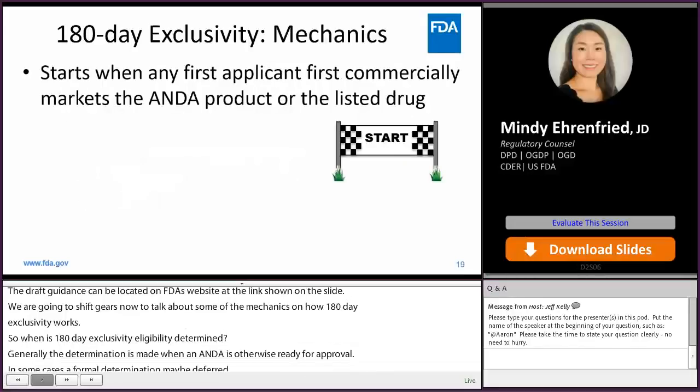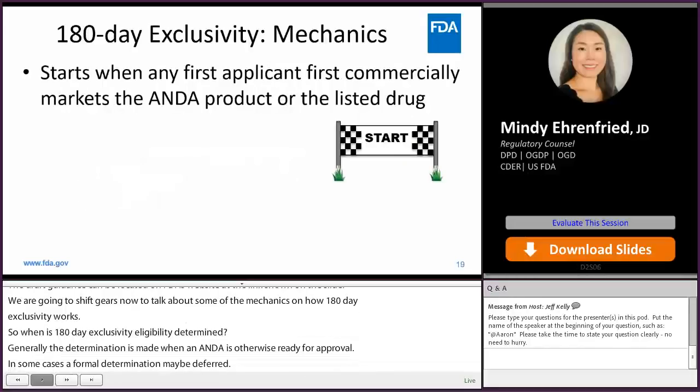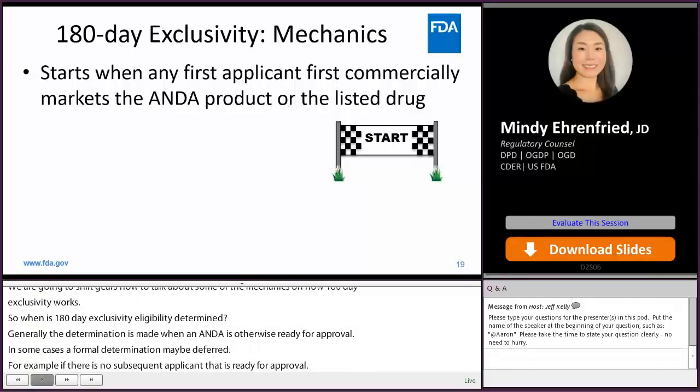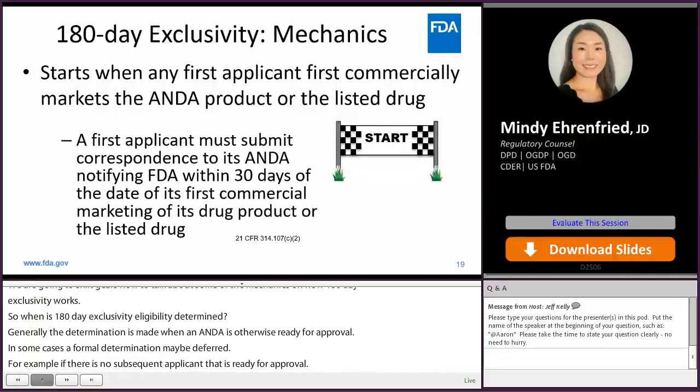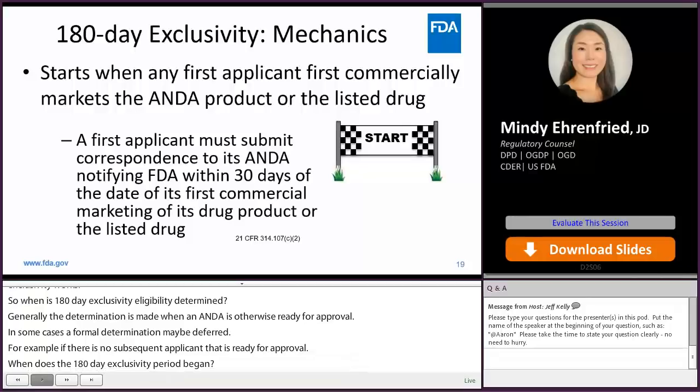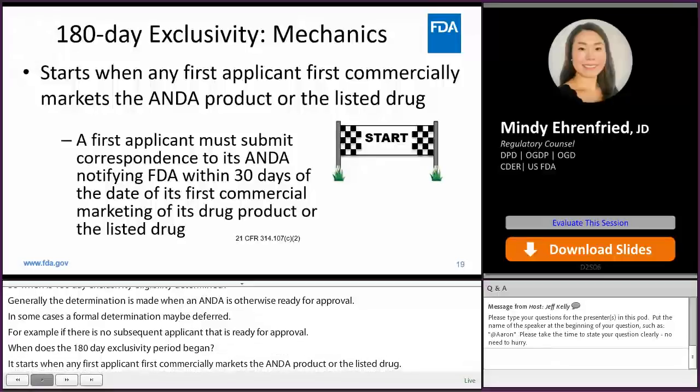When does the 180-day exclusivity period begin? It starts when any first applicant first commercially markets the ANDA product or the listed drug. As a reminder, the regulations state that a first applicant must submit correspondence to its ANDA notifying FDA within 30 days of the date of its first commercial marketing.